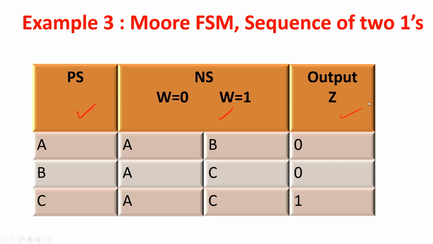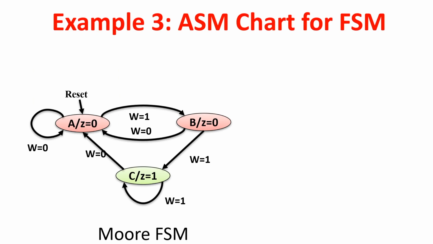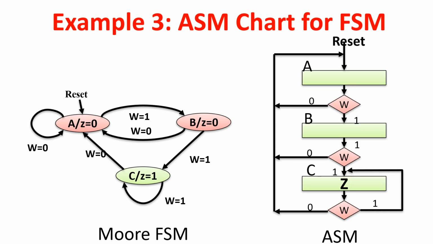So, how can we tabulate the Moore FSM for a sequence of two 1s? We have already discussed this in earlier classes, so we are not going into detail. If you want to draw an ASM chart, an algorithmic state machine chart, for this, the corresponding ASM chart will look like this.